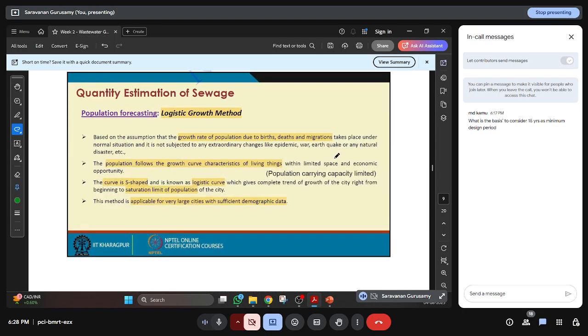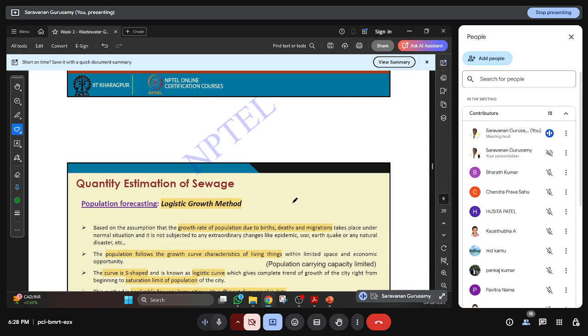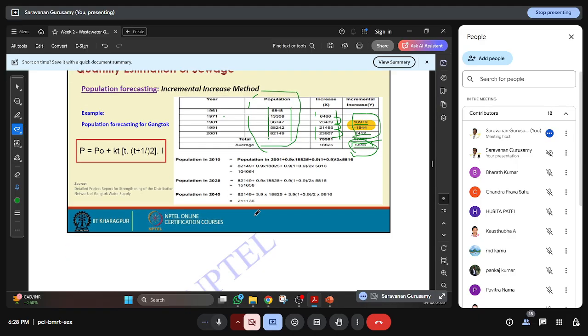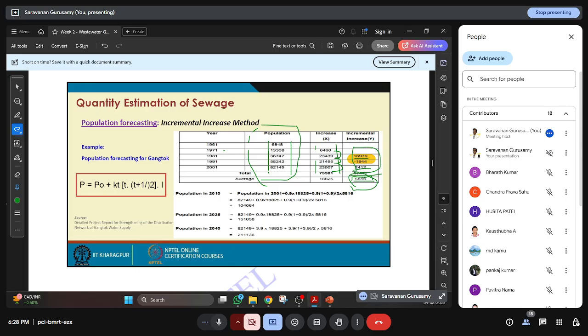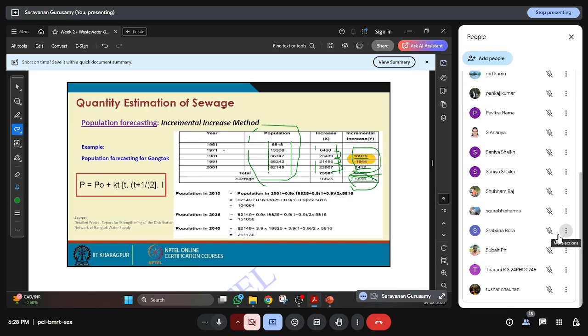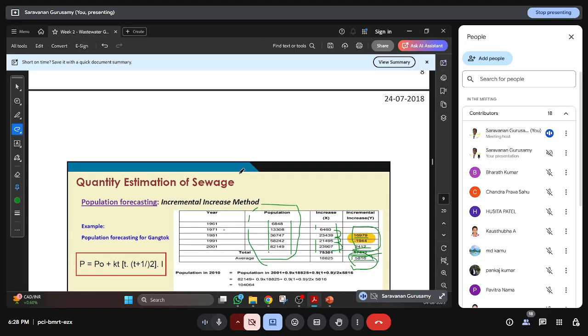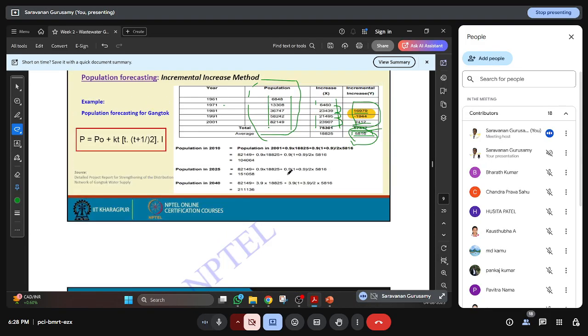So the fourth method is the logistical growth method. I hope you all understood these three methods: arithmetic, geometric, and incremental increase method. I have discussed them with the same problem here. If you can't understand, I will just do the problem again if you want. Can I do it again or can I move forward? If people are clear with this? Let me take a new example, then it will be easier.